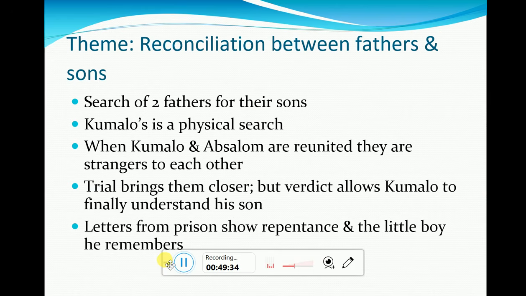And the main theme is going to be reconciliation between the fathers and the sons, because both of them are searching for their sons, hence the connection between the two protagonists. Kumalo's search is a physical one. When Kumalo and Absalom are reunited, they are strangers to each other because they did not have that fatherly and son relationship. Then the trial brings them closer, and the verdict allows Kumalo to finally understand his son. Then the letter from prison shows repentance, and the little boy, he remembers.